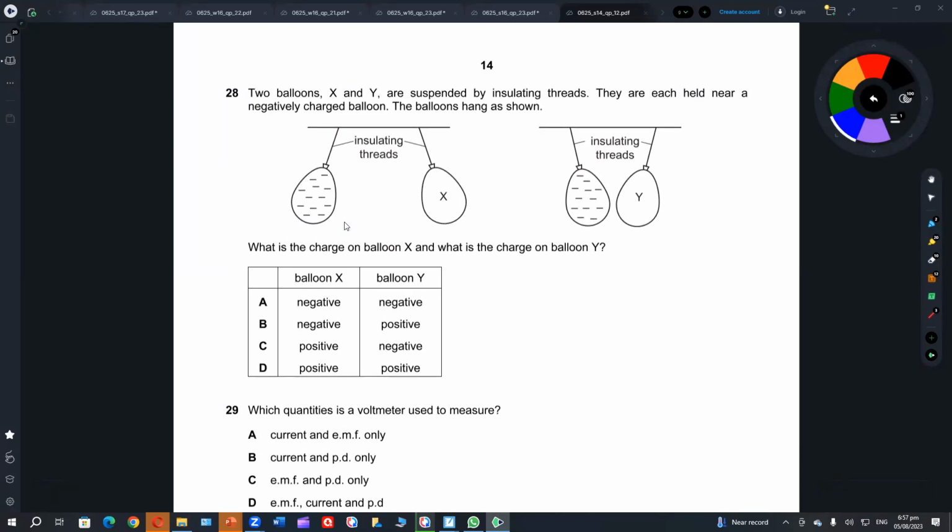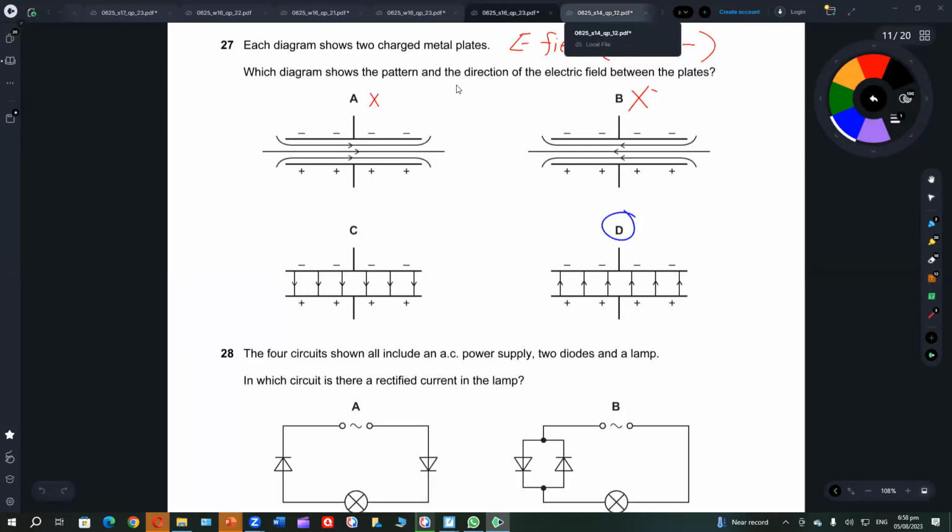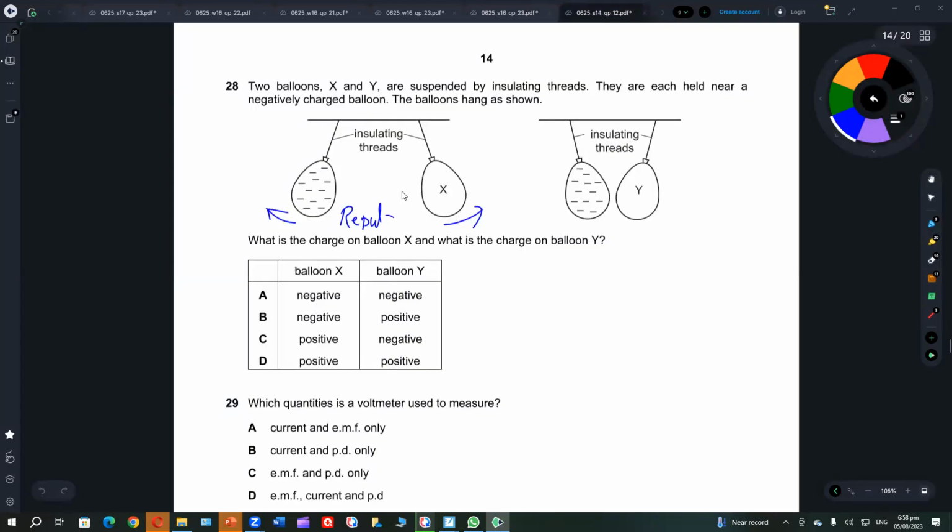Two balloons X and Y are suspended by insulating thread. They are each held near a negatively charged balloon. The balloons hang as shown. What is the charge on balloon X and what is the charge on balloon Y? These two balloons are going away from each other, which means there is a force of repulsion. And these are coming close to each other, so they are showing attraction.